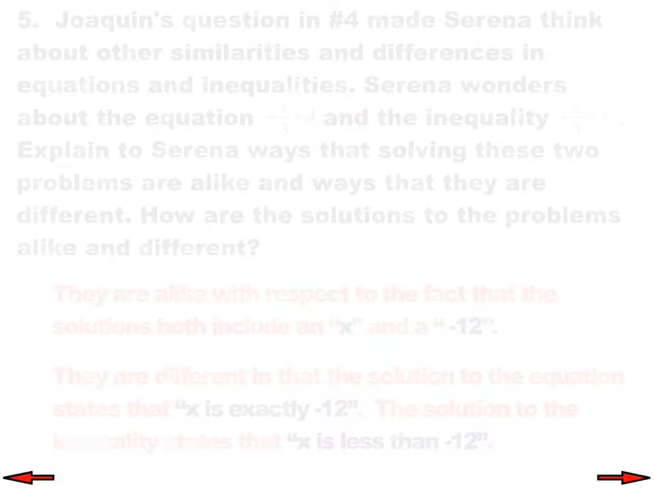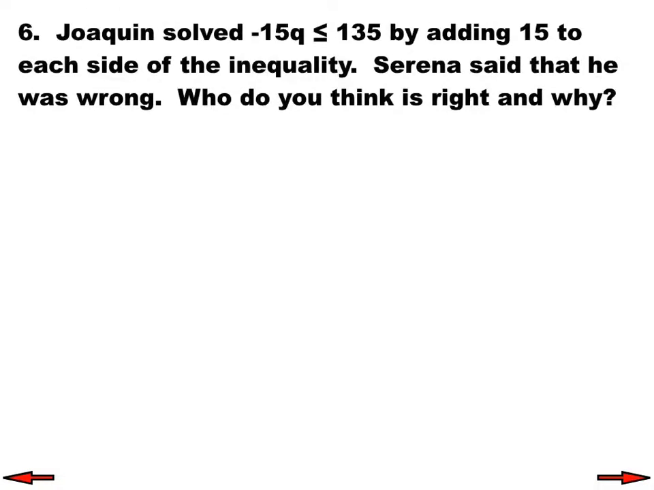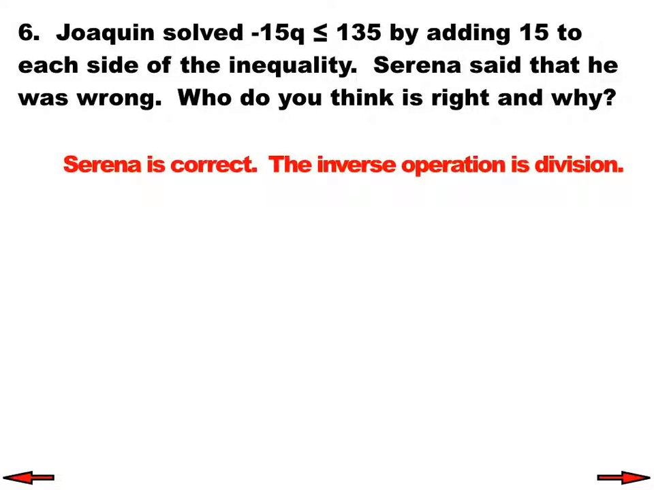In number 6, we were asked if Joaquin solved that by adding 15 to both sides. I think it's obvious that that's not what you're supposed to do. You're supposed to divide. So obviously Serena is correct because you're supposed to divide or use the inverse property, which would mean you would need to divide on that.